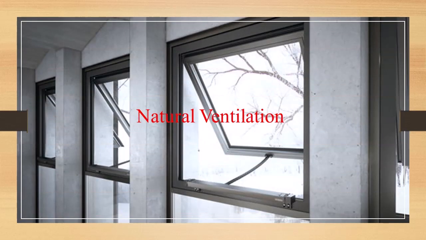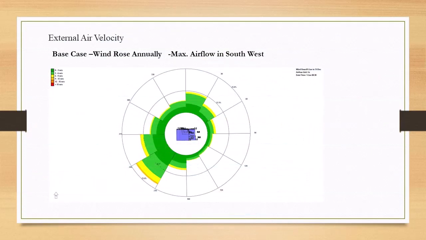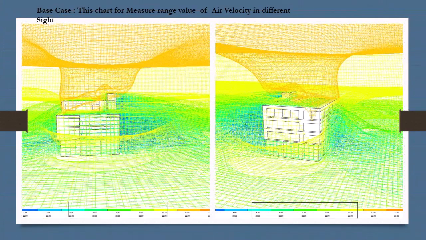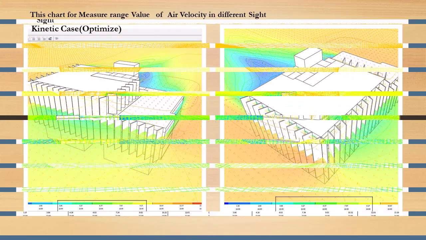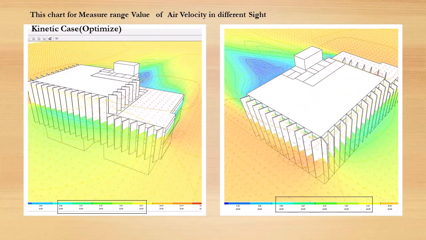Natural ventilation. In the natural ventilation analysis, for external air velocity in the base case, the wind rose shows annual maximum airflow in the southwest. This chart measures the range of air velocity at different sites. This chart measures the range of air velocity at different sites with louver shading in the kinetic facade.